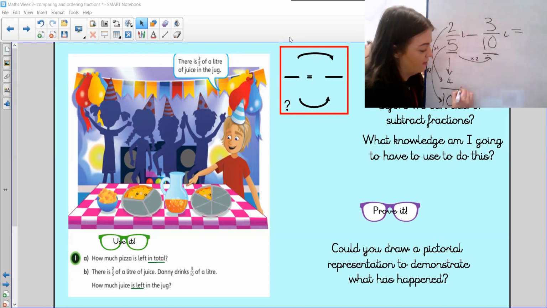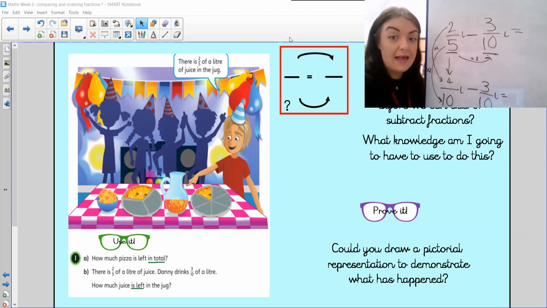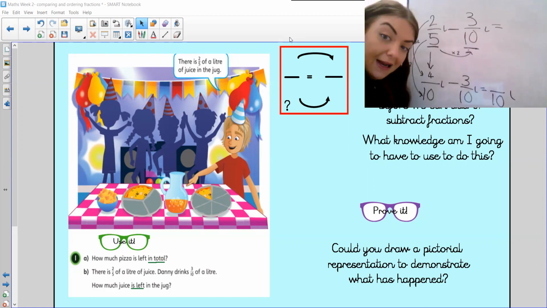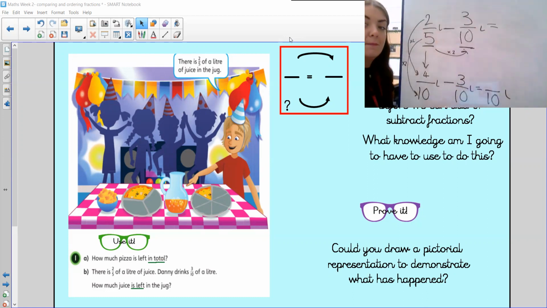Now I've got 4/10 of a litre. I can now take away 3/10 of a litre, and that will nice and easily give me an answer. It's still going to be in tenths of a litre because remember the parts don't change unless you're using equivalent. But when I'm taking away, if I've got the same one, that does not change.